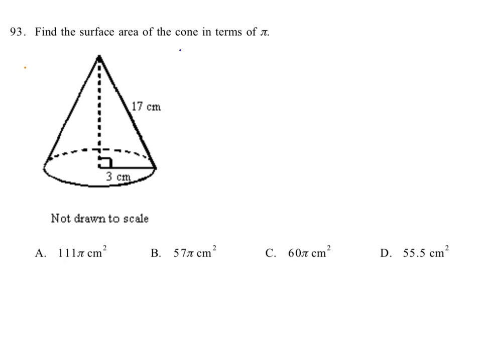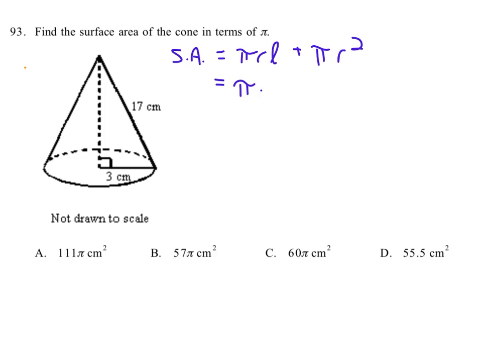All right, we're finding the surface area. The surface area in total for a cone is the lateral area, which is pi times the radius times the slant height. And you add to that whatever you get for the area of the base, which is pi times the radius squared. So we can fill in all these numbers.